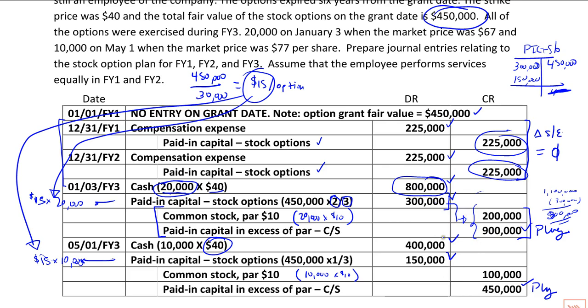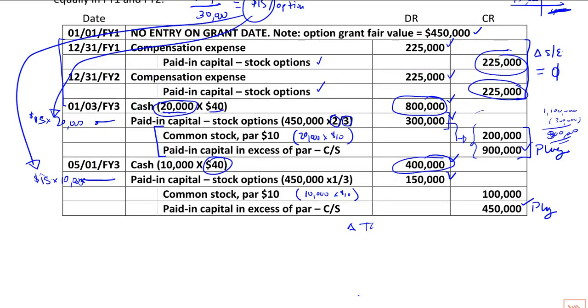So over this entire option grant, let me scroll up a little bit here. The change in total stockholders' equity equals the 800,000 plus the 400,000 in cash received, equals 1.2 million.